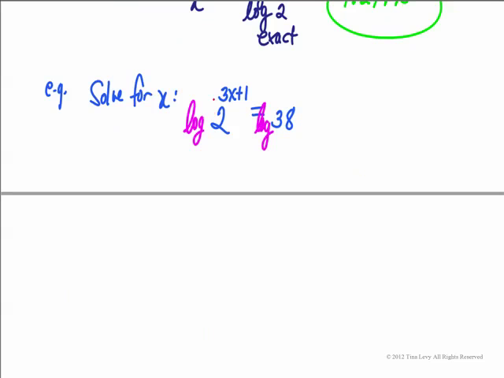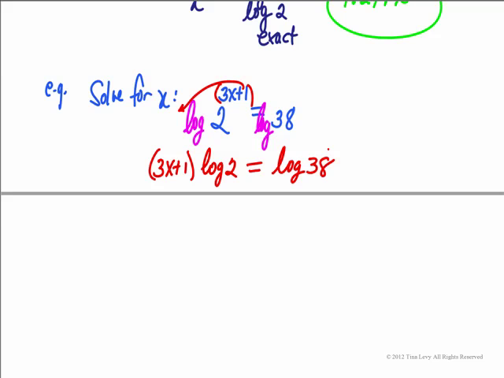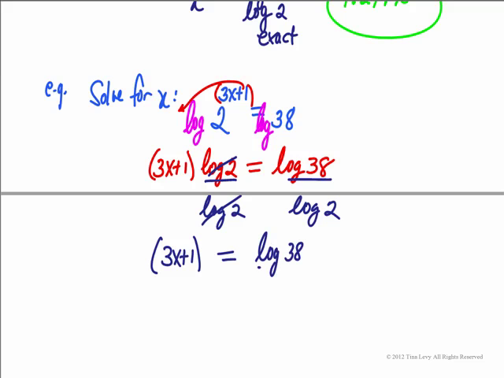The reason we do this is that we now have this exponent, and this can go in front. So I have parentheses 3x plus 1 times log 2. That whole exponent went in front and was multiplied times log 2, equals log 38. Now we're going to divide both sides by log 2. And that gives us 3x plus 1 is log 38 divided by log 2. This is going to be a number.